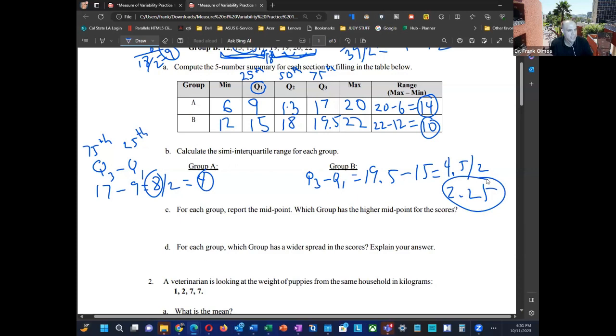The whole point of this exercise is to help you compute how the numbers are spread out. It gives you a sense of comparison. It allows you to compare the values, and now we have created an apples-to-apples comparison.